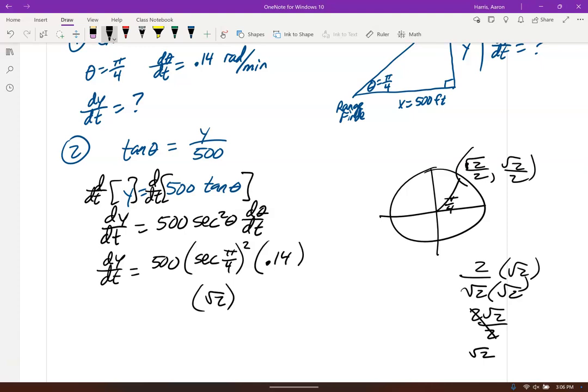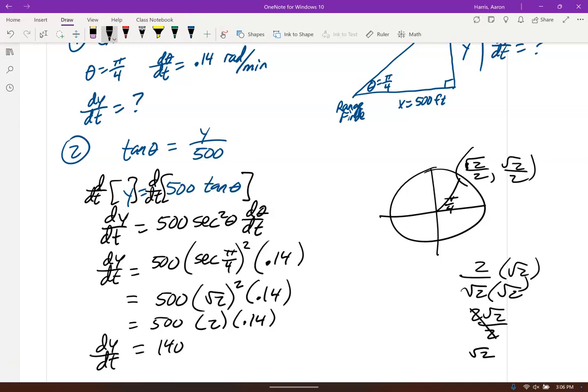So I got 500, secant of pi/4 is root 2, it is squared, times 0.14. So I got 500 times 2 times 0.14, which is 140. And this is in feet per minute here.